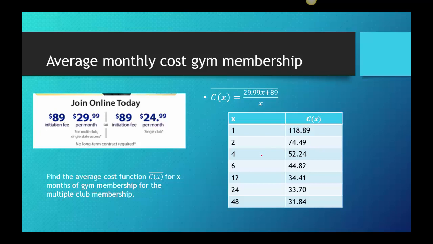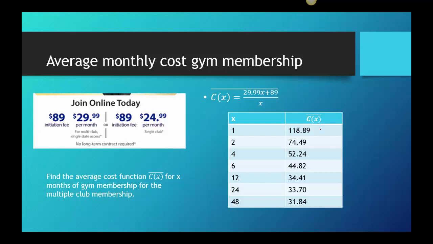If I put in 4, I got $52.24. At 6 months, we're down to $44.82. After a year, it comes out to $34.41. So let's look at 2 years, it drops down to $33.70, and finally I put 4 years, which was $31.84.